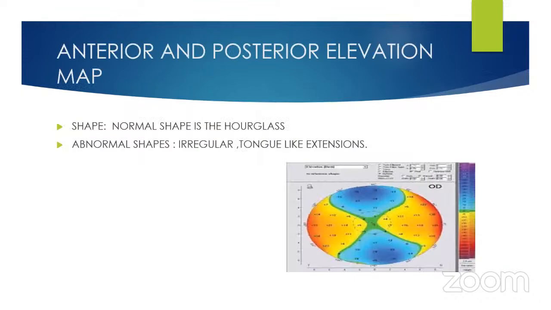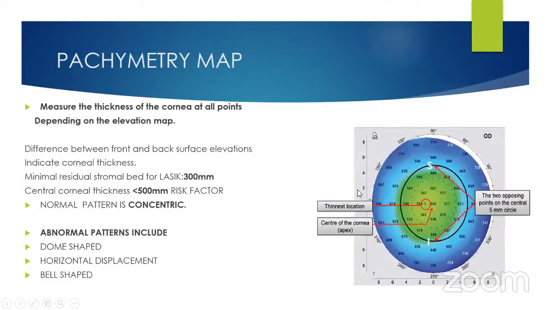Coming to anterior and posterior elevation map, the most common normal shape is the hourglass pattern. Abnormal shapes include irregular tongue-like extensions. And the pachymetry map measures the thickness of the cornea at all the points depending on the elevation map. Difference between front and back surface elevations indicates corneal thickness. Minimal residual stromal bed for LASIK should be at least 300 microns. If a CCT is less than 500, then it will be a risk factor.